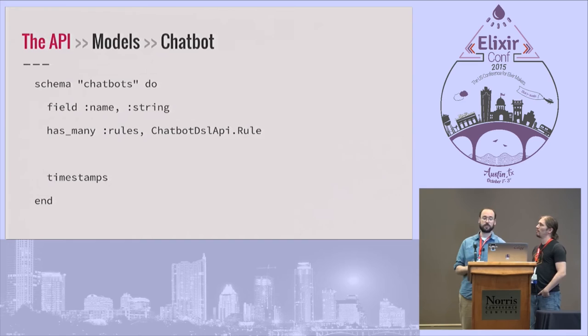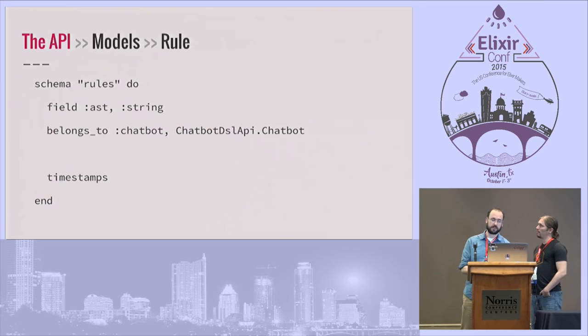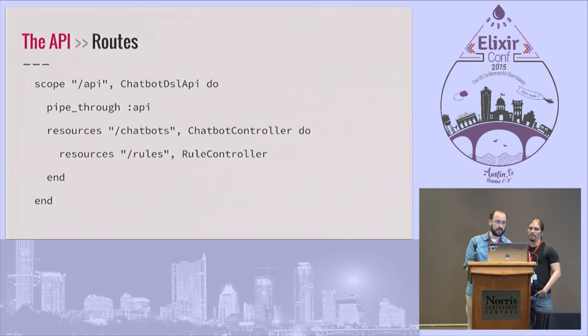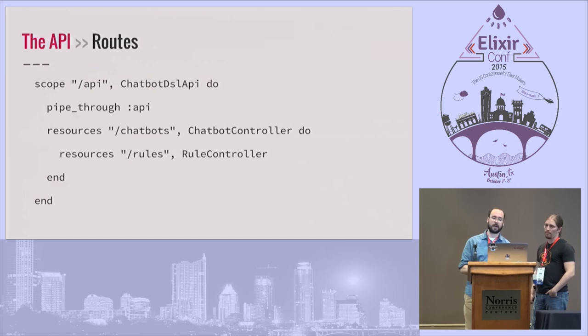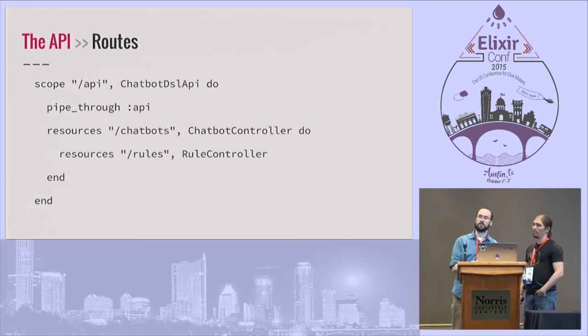Here's the model we use to store rules in the database. They have an AST field where they can store the AST for the rule, and they belong to a given chatbot, so nothing too fancy. Here are routes. This is all very basic Phoenix and Ecto stuff. Just some nested routes in an API pipeline. So we have a chatbots resource managed by a chatbot controller. Underneath it is nested a rules resource managed by a rules controller.